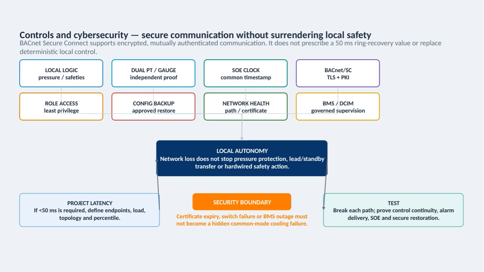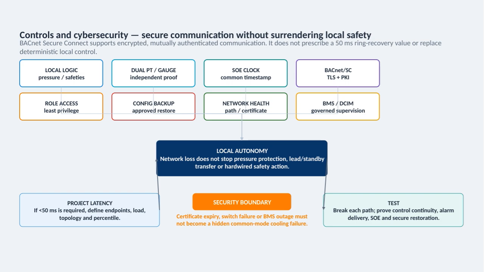Security features include BACnet/SC using TLS and PKI for encryption and authentication, combined with role-based access to enforce least privilege. Configuration backups allow for approved restores, and continuous network health monitoring checks paths and certificates. Supervision by BMS or DCM systems governs the overall network, but local autonomy is key. Network loss should never prevent pressure protection, lead or standby transfers, or hardwired safety actions.